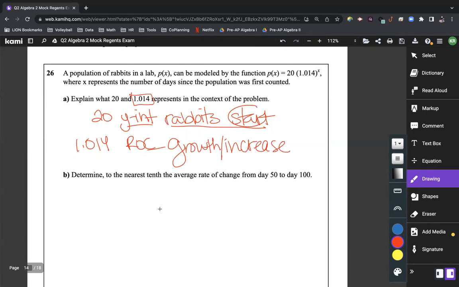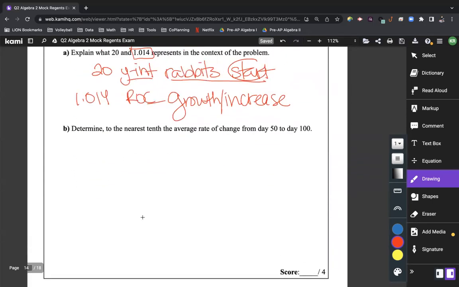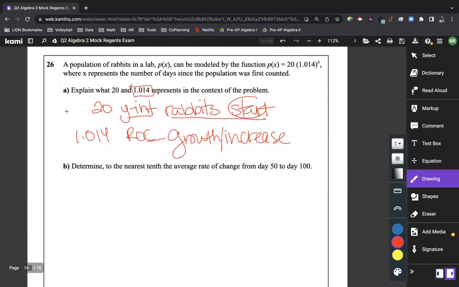So this was a 2, 1, and 1. Wait, was this 2? It's 2 and 2. So this was the first point. This was the second point, okay? Now it says, to the nearest tenth, determine the average rate of change. So just the same thing. It would be the same thing if I wrote it as 50, 100, okay? You have to plug it in and find out what the values are.